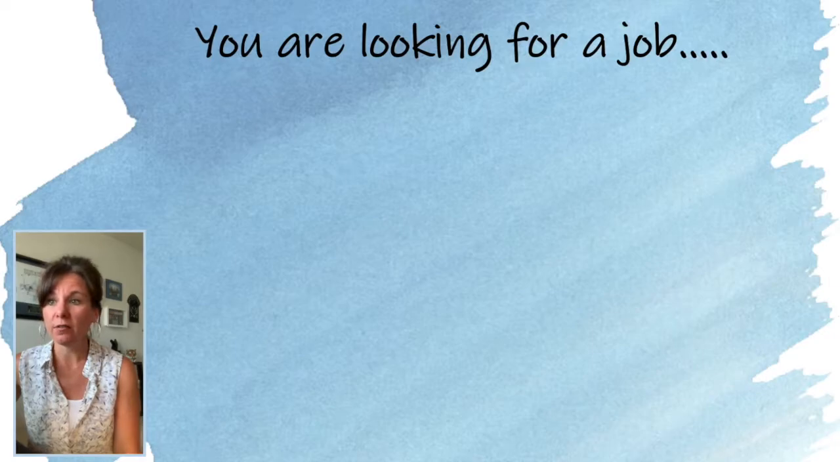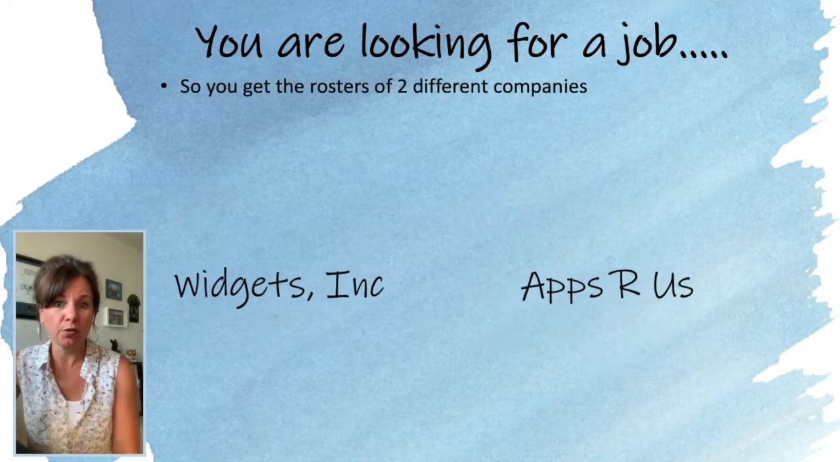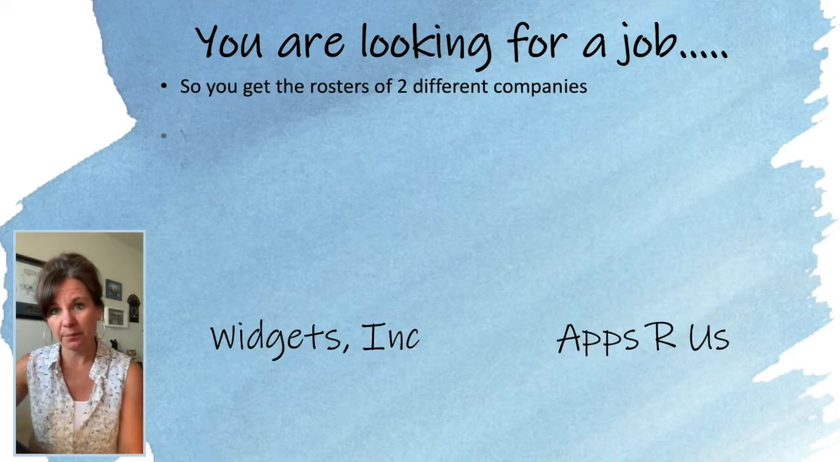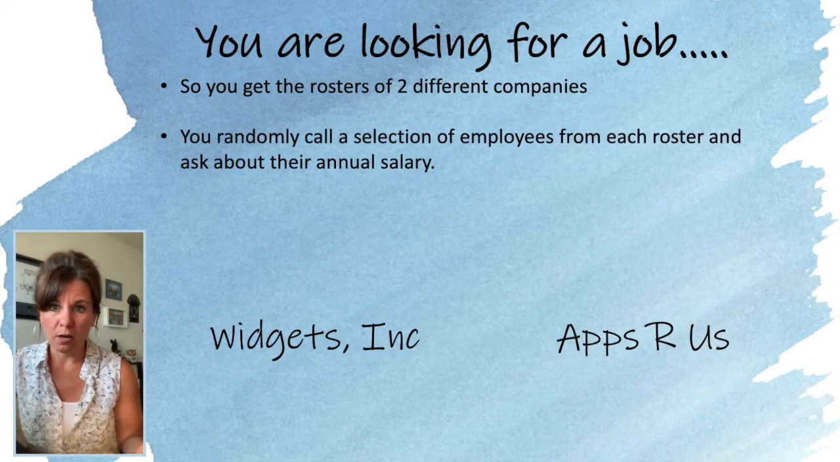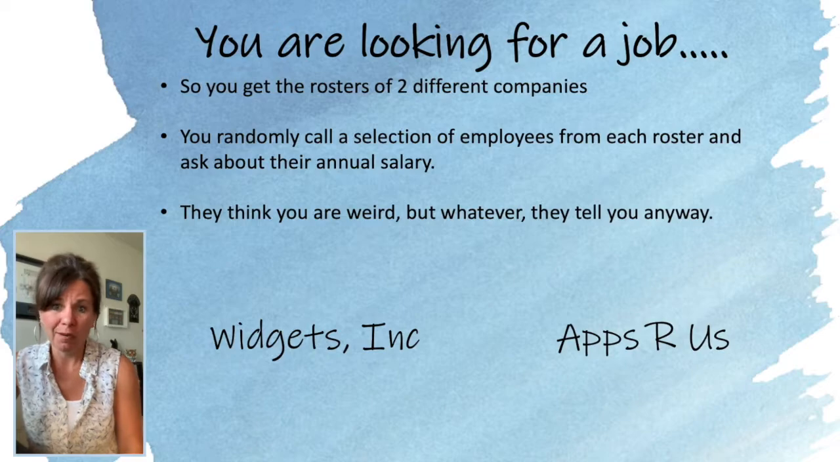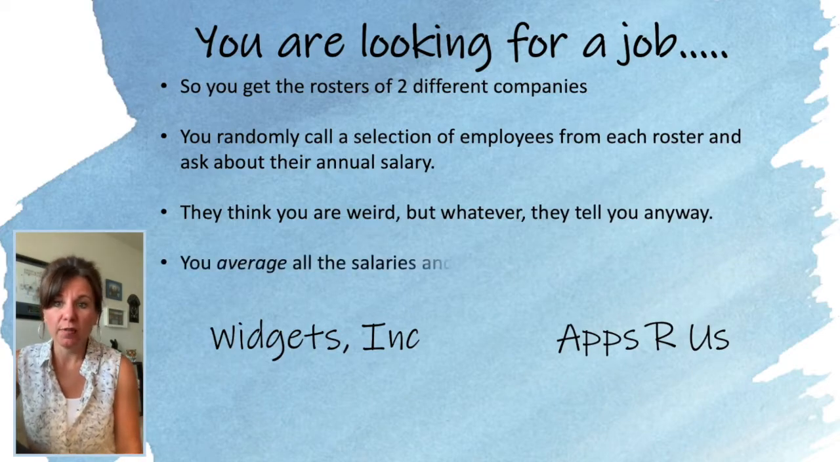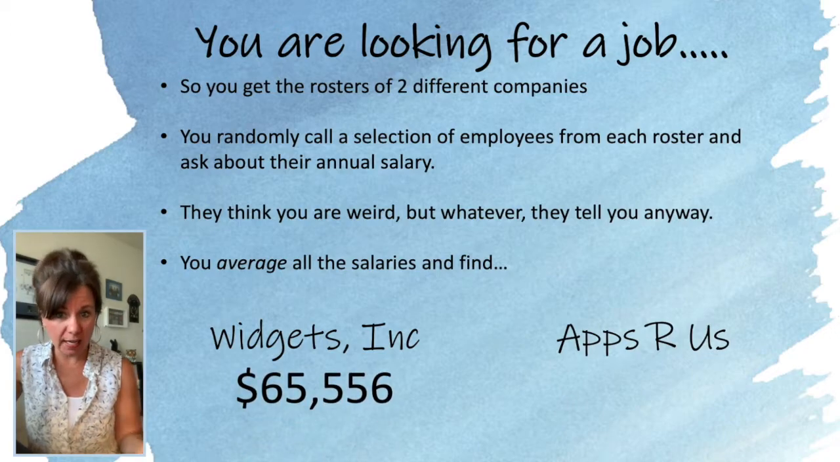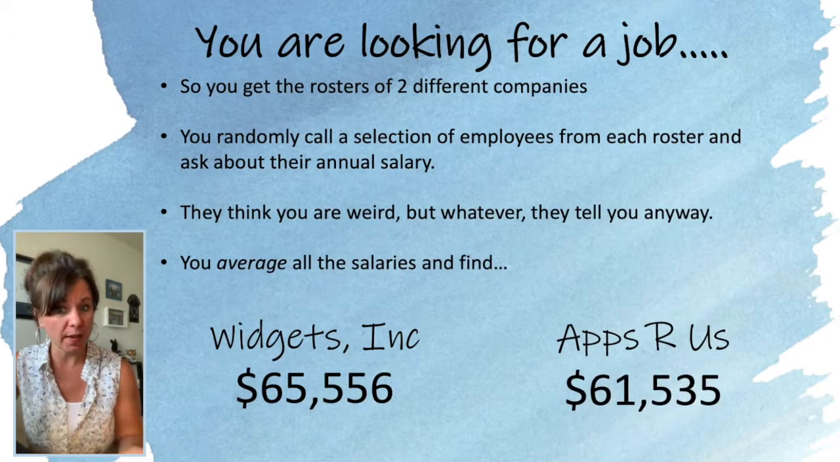So let's say you're looking for a job and you get the rosters of two different companies, Widgets Incorporated and Apps R Us. So you randomly call a selection of employees from each roster and you ask them what their annual salary is. They think you're kind of weird, but whatever, they tell you anyway. So then you average all the salaries and you find that at Widgets Inc., the average salary is about $65,000. At Apps R Us, the average salary is about $61,000.